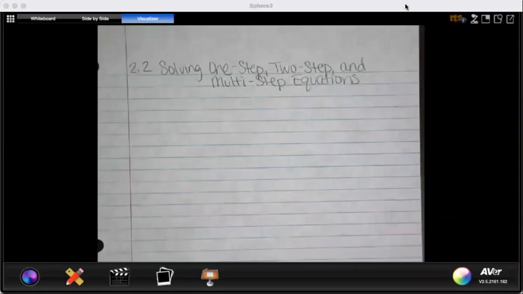Okay, today we are going to be working on 2.2, solving one-step, two-step, and multi-step equations. We're going to start off with a bit of information, and then we're going to go through examples.